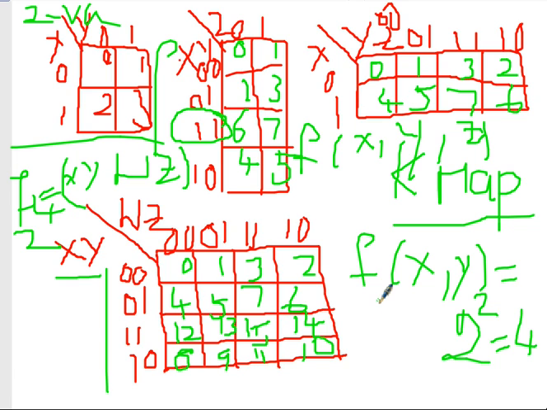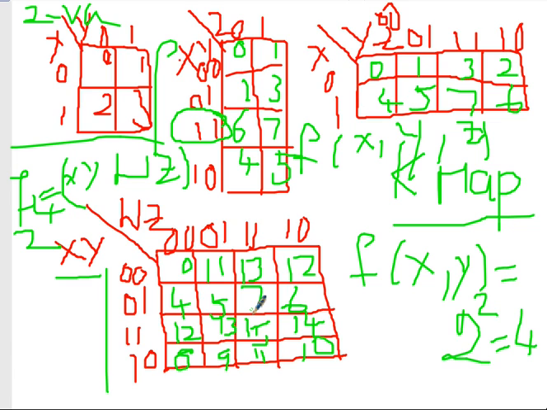For any function, if these minterms are 1, you have to write 1 here. Suppose minterm 3 is 1, this is 1, this. If a term is not satisfying the function, you have to write 0. So this is how to represent K-maps in two variables, three variables and four variables.